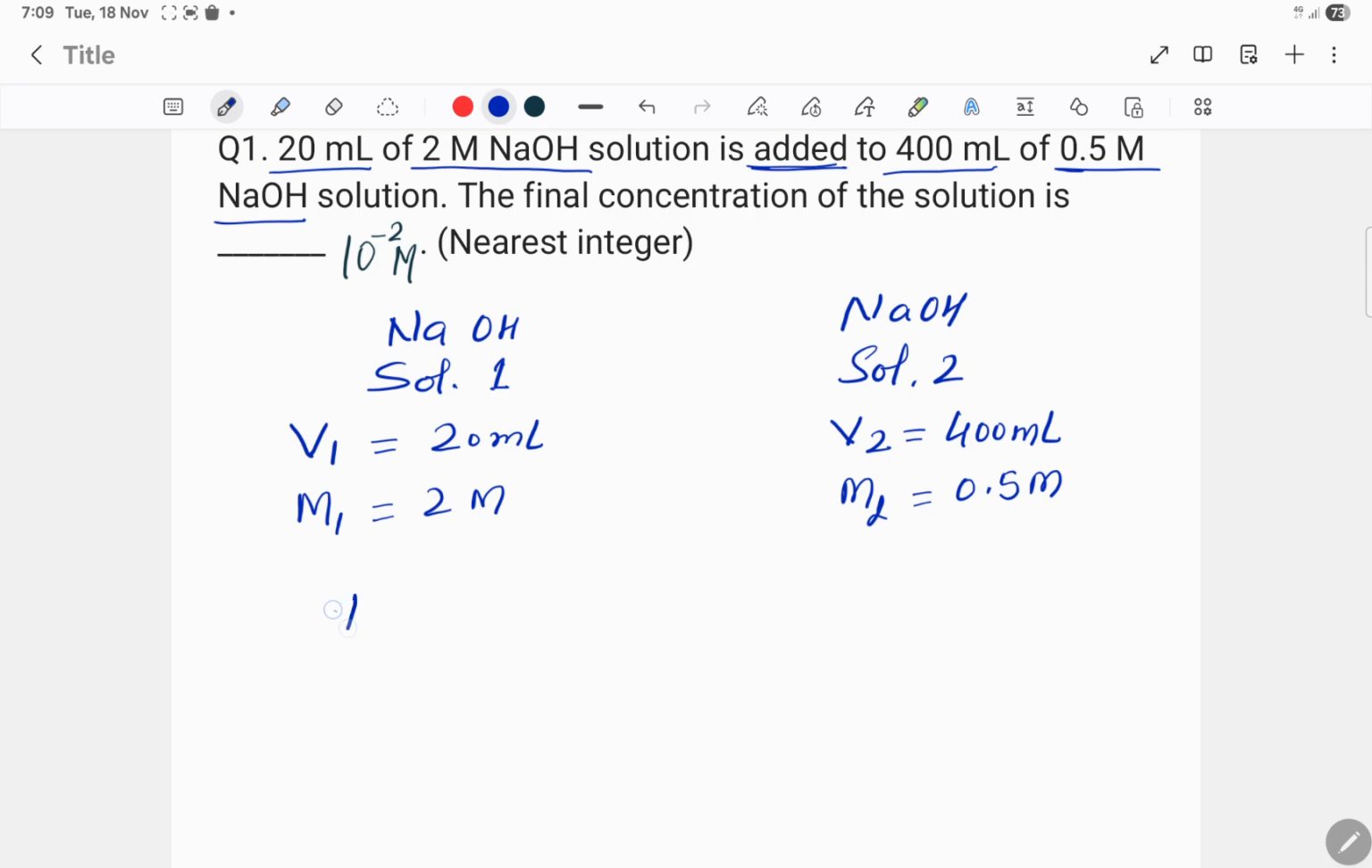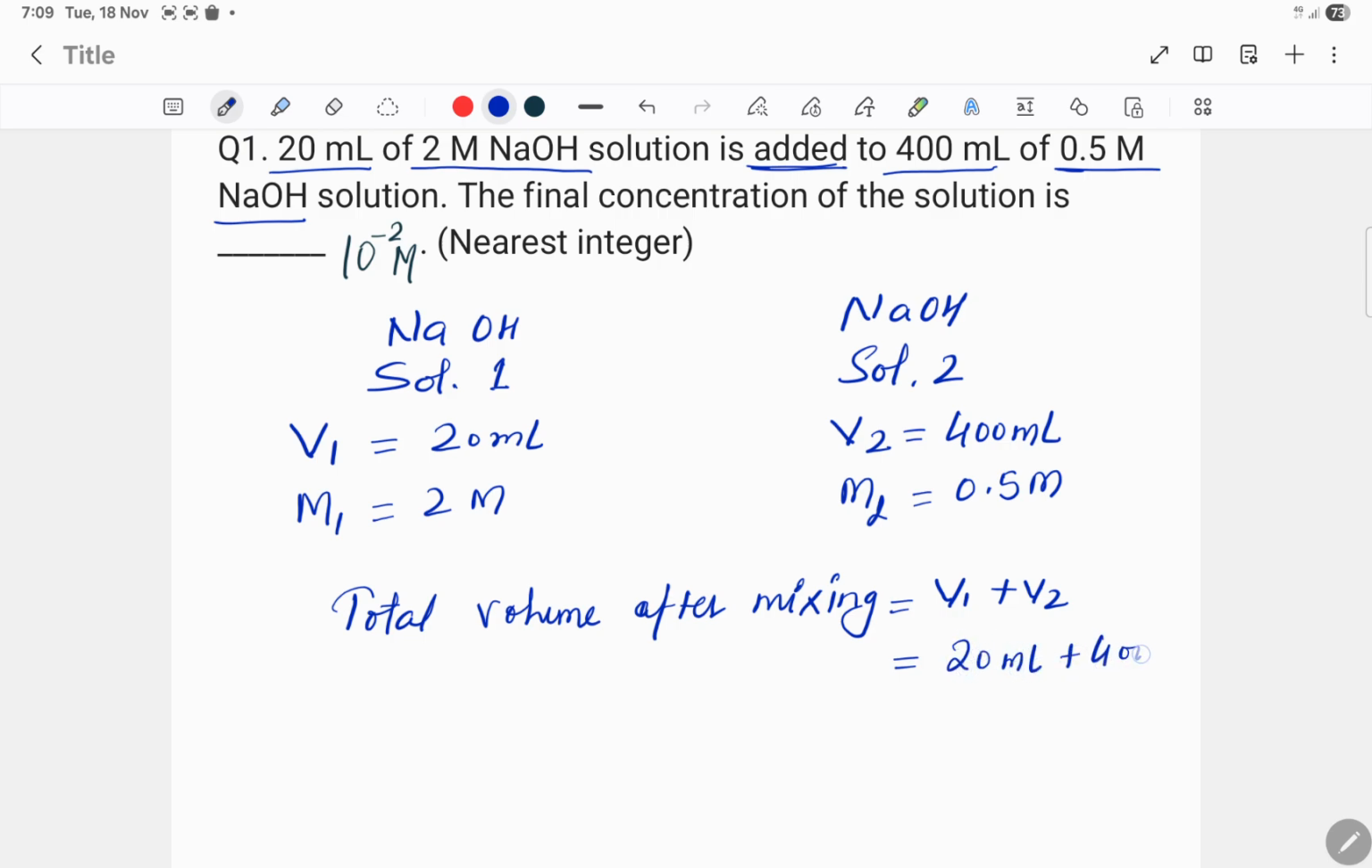So the total volume after mixing is V1 plus V2, which is 20 milliliter plus 400 milliliter, so that is 420 milliliter. Now we have been asked what is the final concentration of this solution in 10 raised to power negative 2 molar, and we have to convert it into the nearest integer.